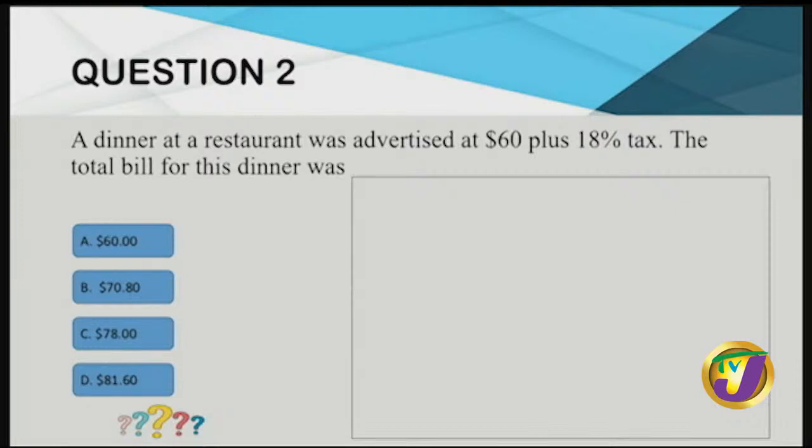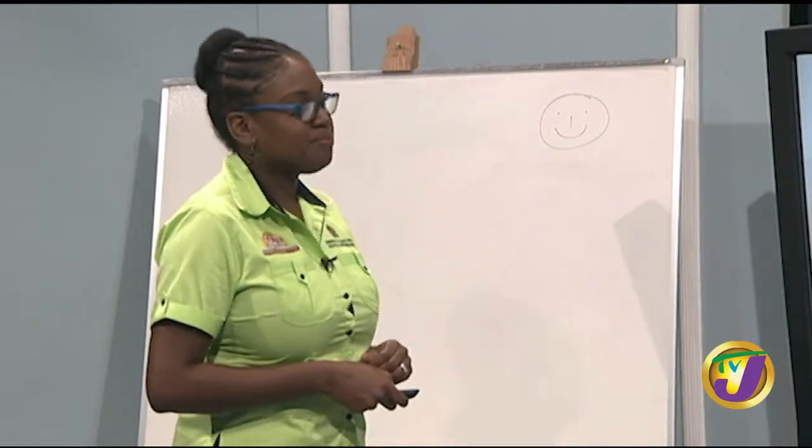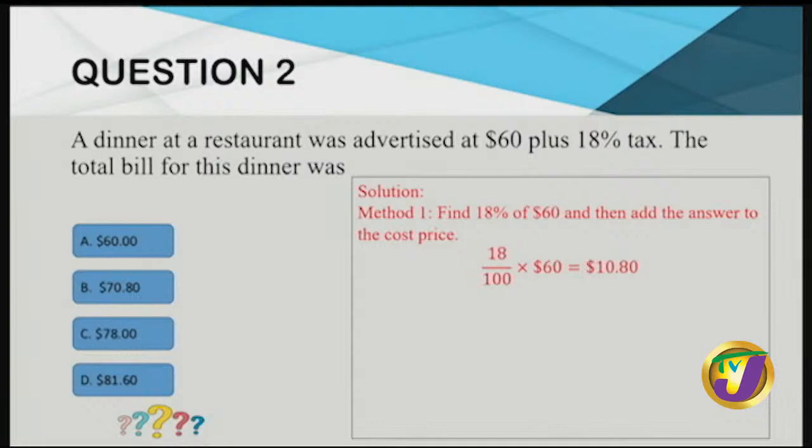All right. So here we have our solution. We have 2 methods for you. So method 1, we're basically finding 18% of the price that we're given, and then we're going to add what this increase amount is going to be. So we're going to be adding $60 to the amount that we calculate here. So the tax would be added to the cost of the dinner. So 18% of $60 would give us $10.80. So this is the tax that we're going to be adding to our original cost price for the dinner. And that would give us the total bill for the dinner of $70.80.